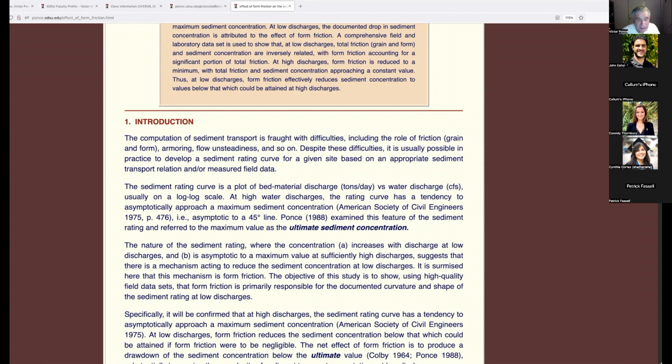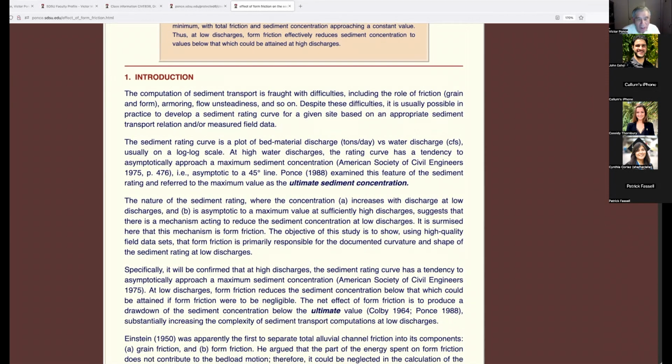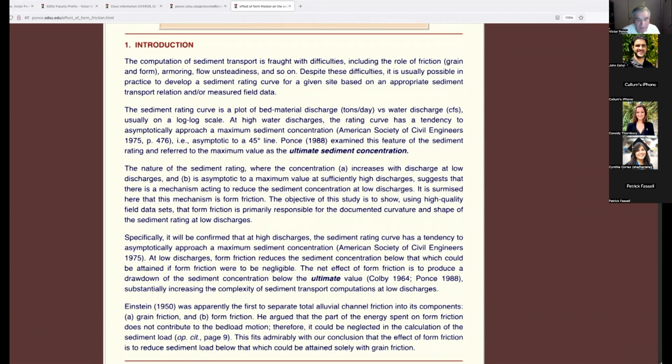The rating curve has a tendency to asymptotically approach a maximum sediment concentration. And we quote the American Society of Civil Engineers. We already repeated that many times. Ponce examined this feature of the sediment rating and referred to the maximum value as the ultimate sediment concentration. We already examined that paper.